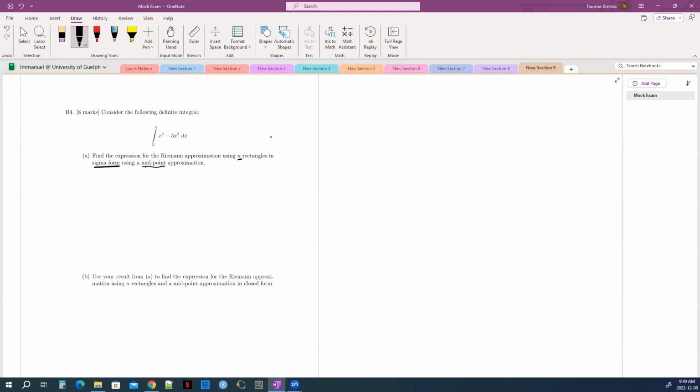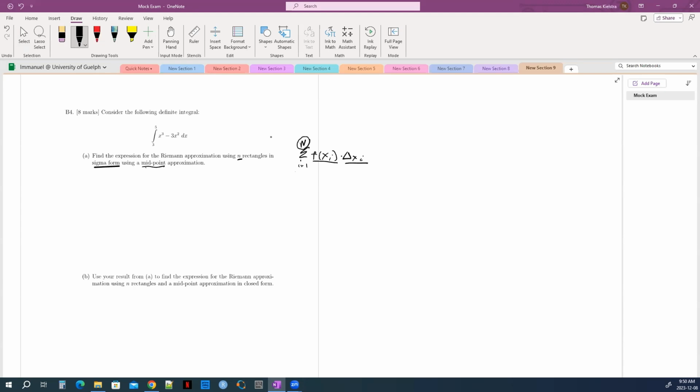So sigma form means that we're going to get it to be the sum of i equals 1 to n of f of xi times delta xi. And the idea here is we want to replace f of xi with what its expression is and replace delta xi with what its expression is, as well as this n up here. But we're not asked to go beyond that. We're not asked to go to closed form yet. We just want to get it in this form.